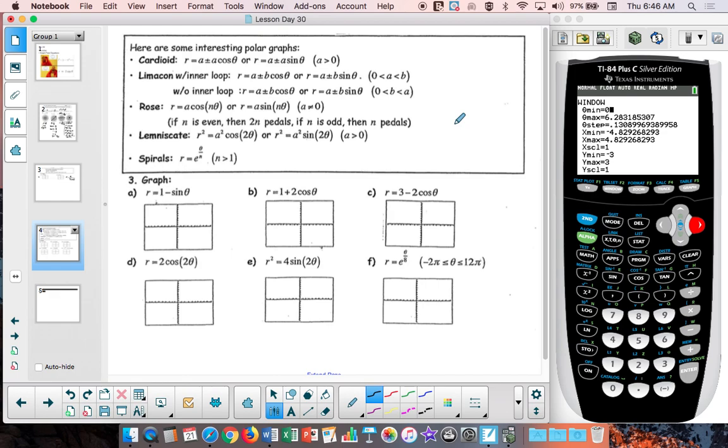A rose, it's called a rose because it looks like a flower. And you can tell the number of petals, if it's going to be an even number or an odd number, based off of your n value. So if n is even, then there will be 2 times n petals. If it's odd, then it'll have n petals. It matches this number, or it's going to be double that number. And this works for cosine or sine.